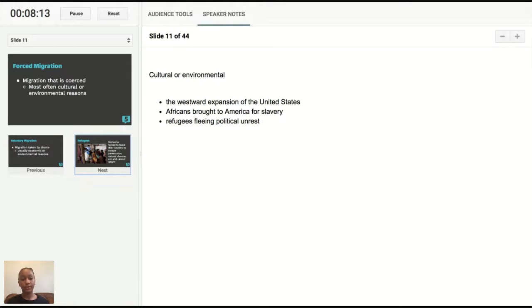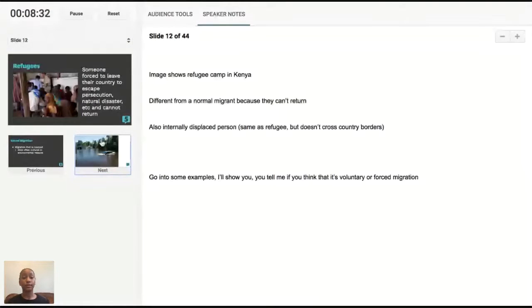Another example would be refugees fleeing political unrest. This is not something they can control, so they are being forced to move, and that would be a cultural example. So I just want to talk to you about refugees, because this is a really, really important part of human geography. Just a quick vocab word you need to know. This image shows a refugee camp in Kenya.